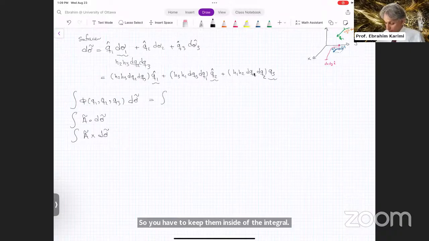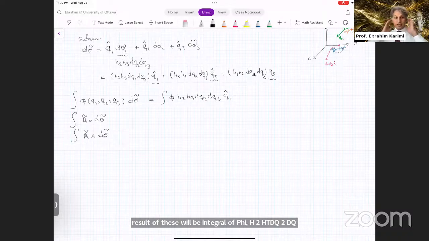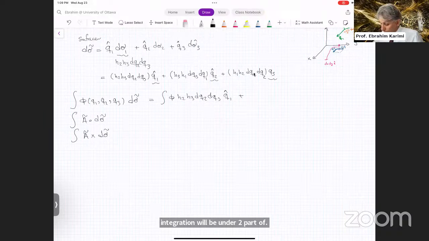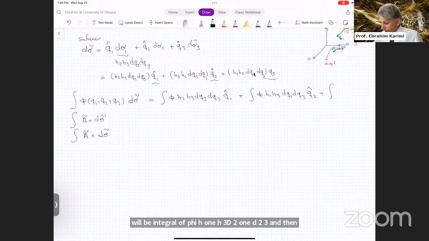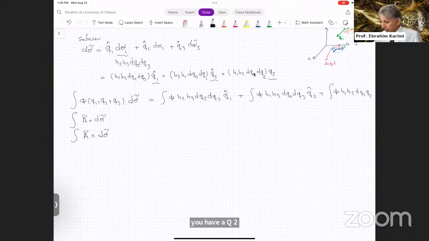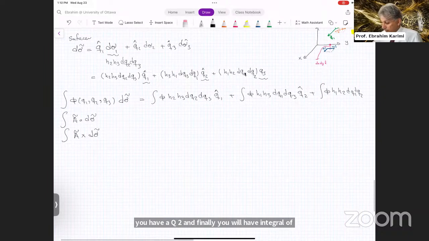So the result of this will be the integral of phi h2, h3, dq2, dq3, and also you have a q1 hat. Remember, now the integration is not on one parameter, the integration will be on two parameters, dq2 and dq3. And the same for the other one, which will be the integral of phi h1, h3, dq1, dq3, and then you have a q2 hat, and finally you will have the integral of phi h1, h2, dq1, dq2, and you have a q3 hat.